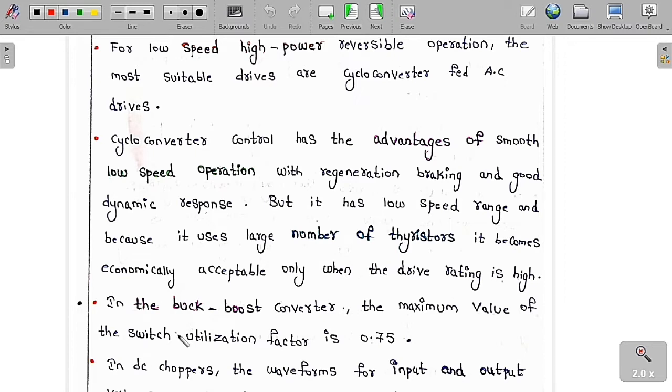In the buck boost converter, the maximum value of the switch utilization factor is 0.75.